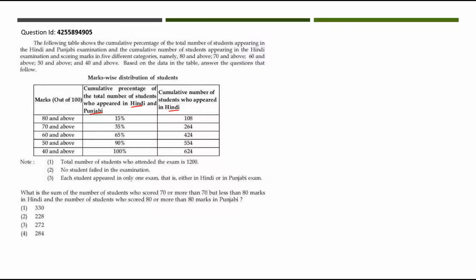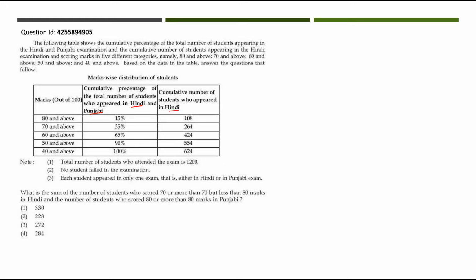There is a note given here. The first note, the total number of students who attended the exam is 1200. Why have they given this number? Because everything is in the form of percentage in the second column. The second note is no student failed in the examination, which means the number of students who appeared in the exam have actually passed. The third note is each student appeared in only one exam, that is either in Hindi or in Punjabi exam.